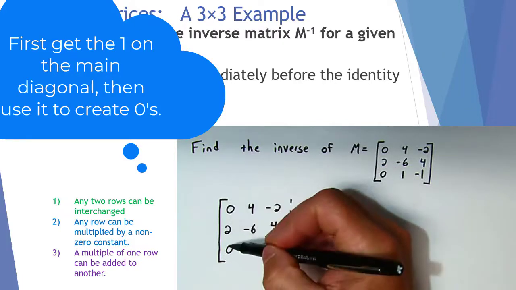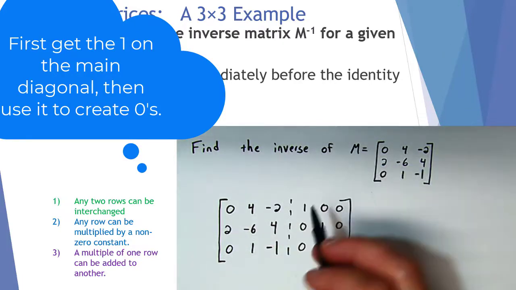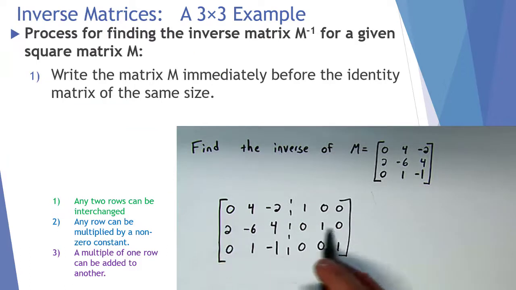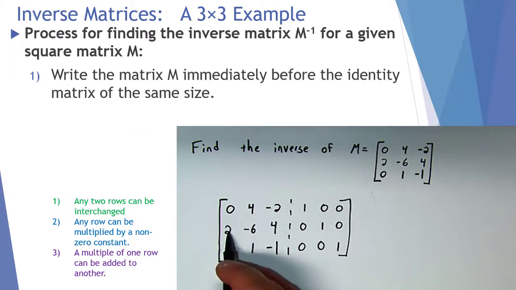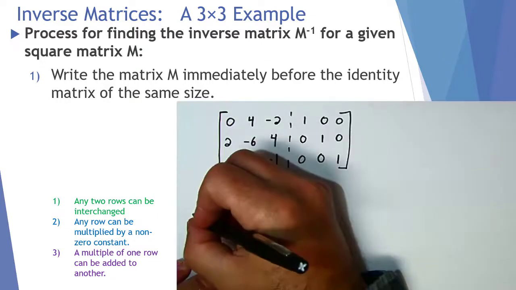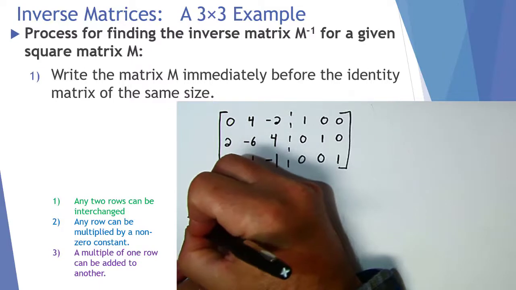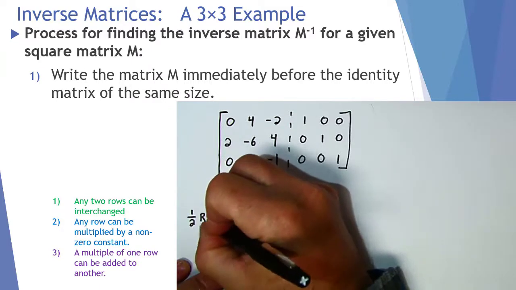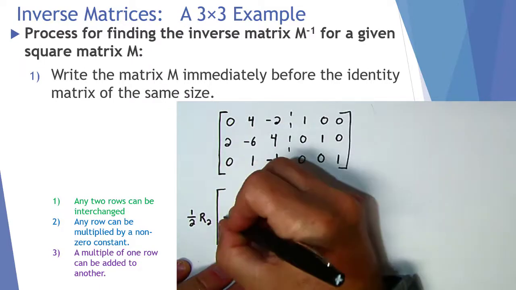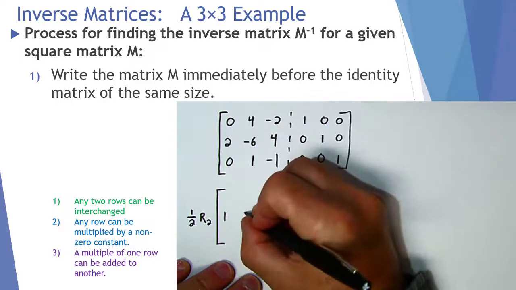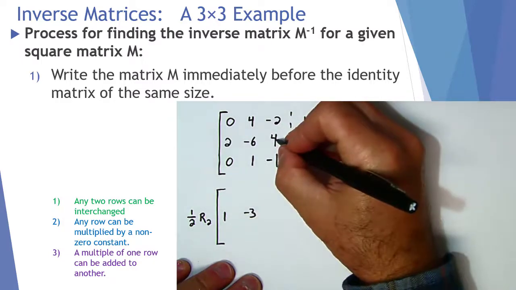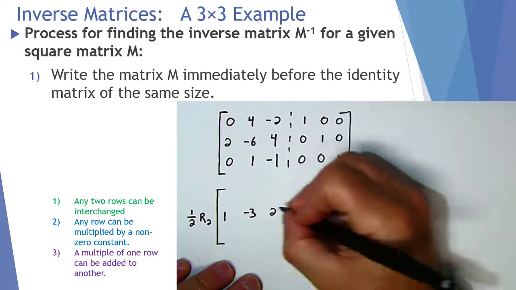Well, we've got a couple zeros to work with, so what we could do is multiply everything in row 2 by 1/2 to change that into a 1, and then we'll just swap it with row 1 and it will be right where we want it. So our notation there will be that we're taking 1/2 of row 2, and that'll give us half of 2 is 1, half of negative 6 is negative 3, half of 4 is 2.